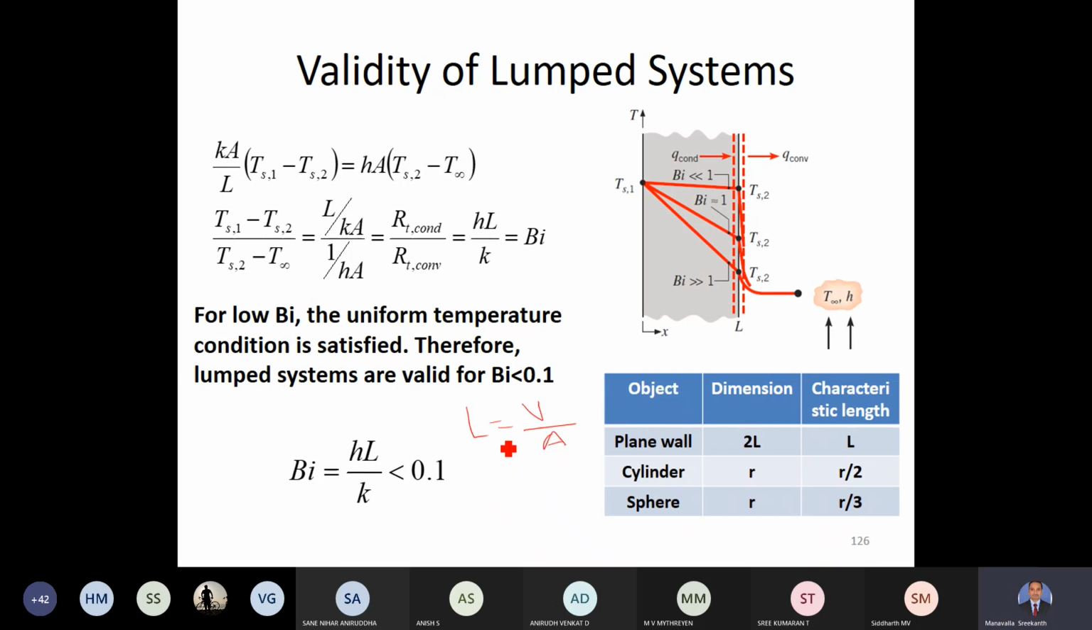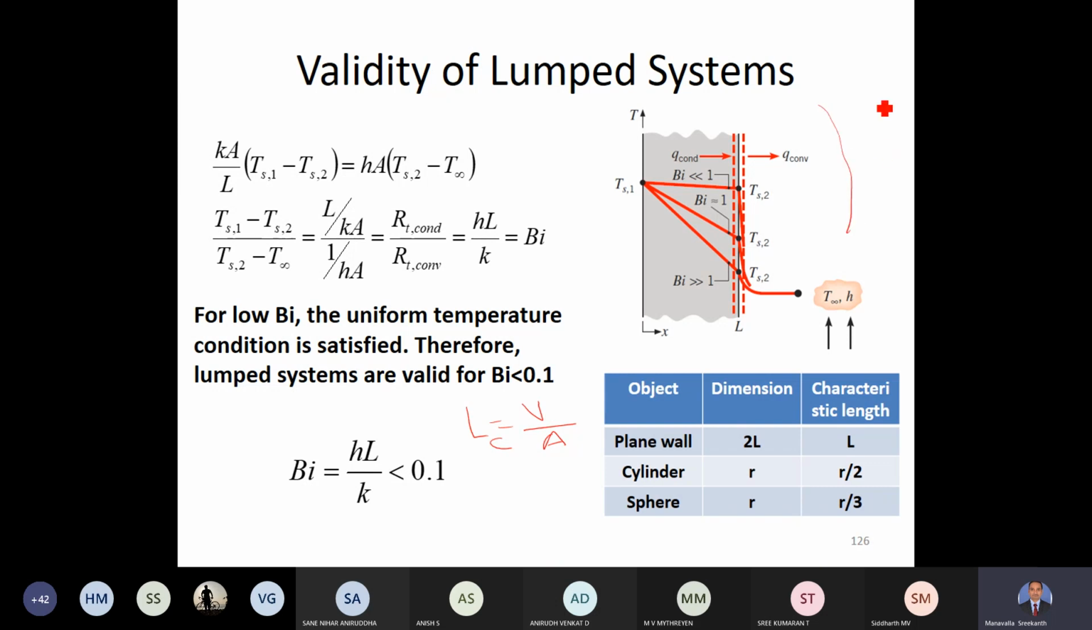So L is also represented as LC, which is called the characteristic length. Now the characteristic length for different shapes is given here. For a plane wall of dimension 2L, for example, if this plane wall is there having dimensions 2L, then the characteristic length will be L. This is calculated using this formula, volume and area ratios. I'll just show you here.